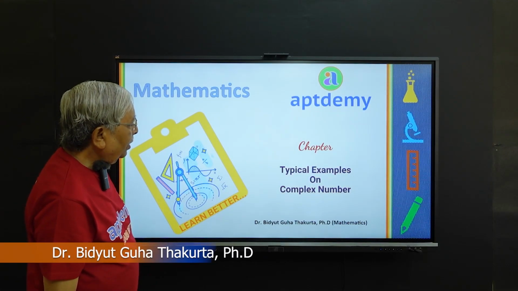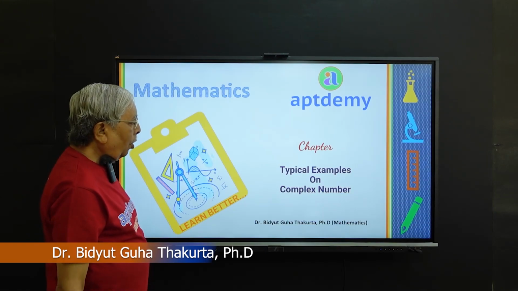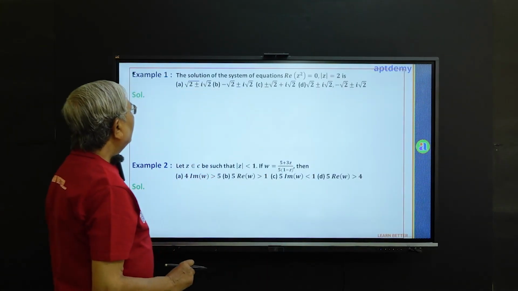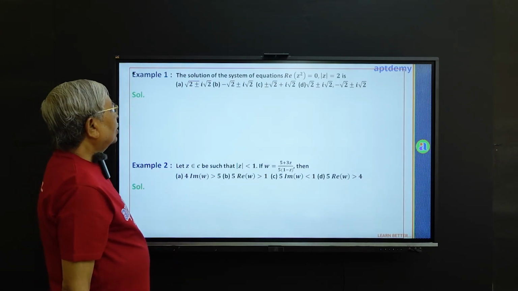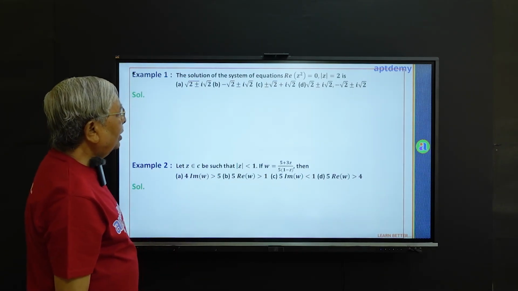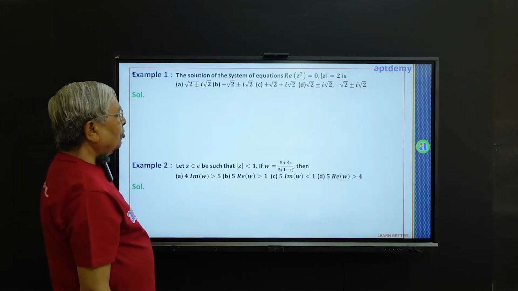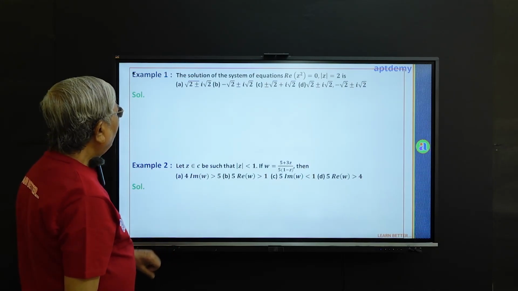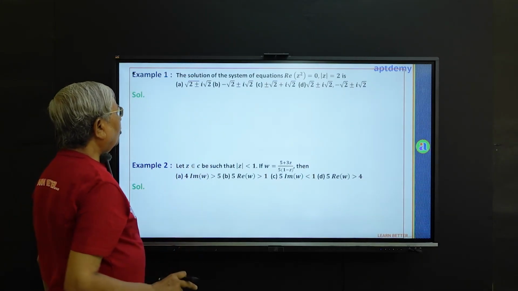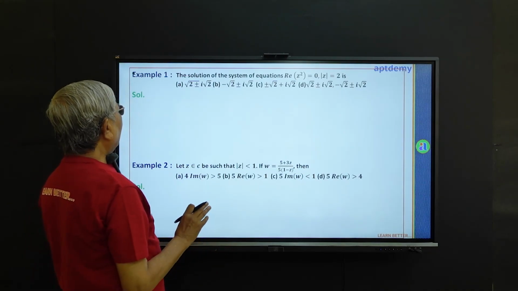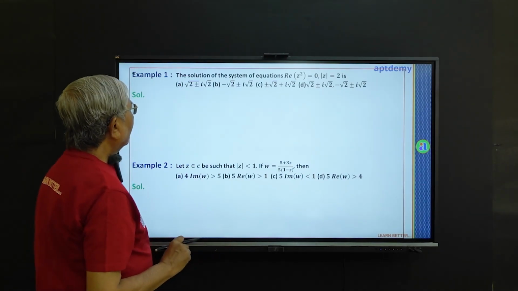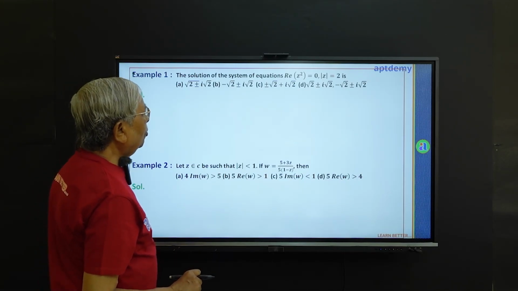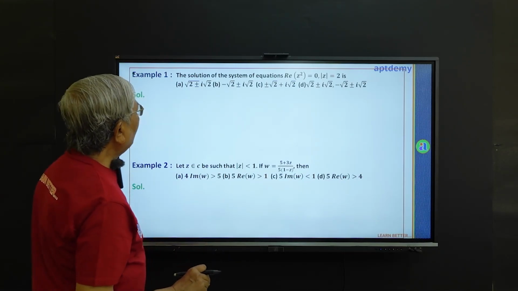Today we shall discuss some typical examples on complex numbers. The first problem is the solution of the system of equations real z square equal to 0 and mod z is equal to 2. We are given 4 options. Which one is correct? You have to detect.